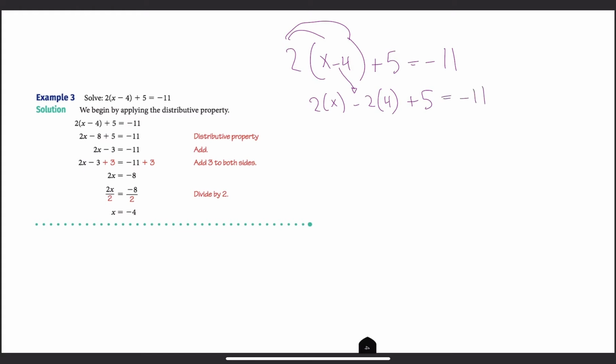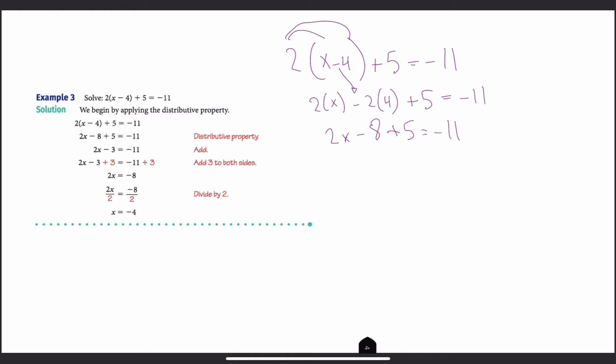Okay, now I've got to do this multiplication. 2 times x is 2x. Negative 2 times 4 is negative 8, so minus 8. Right? And I knew if I doubled x and I doubled minus 4, I'd get minus 8. Plus 5 equals negative 11.